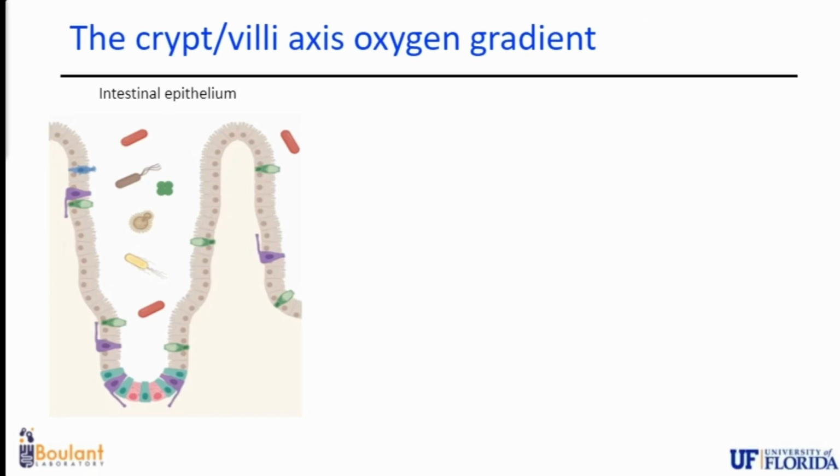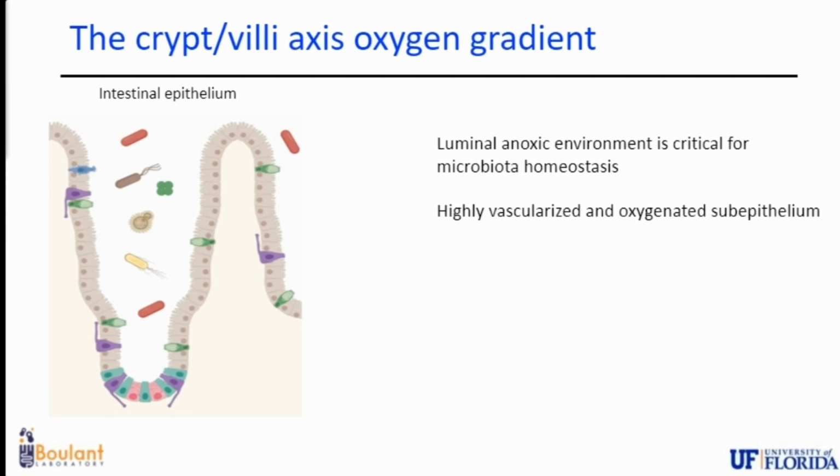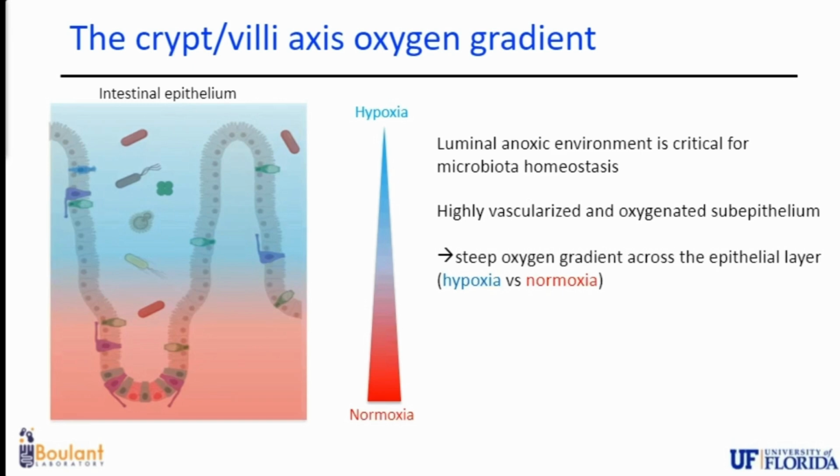If you now look at the tissue itself, this crypt villi structure which I mentioned at the beginning, the lumen of the gut, which is located at the tip of the villi, is, as I said, anoxic, or does not contain oxygen. However, the crypt regions are highly vascularized, and this creates a normoxic environment of oxygen in the subepithelium. So if you look at this crypt villi structure, you can see that there is a gradient of oxygen that goes from the bottom of the crypt to the tip of the villi, placing the different epithelial cells in different concentrations of oxygen.